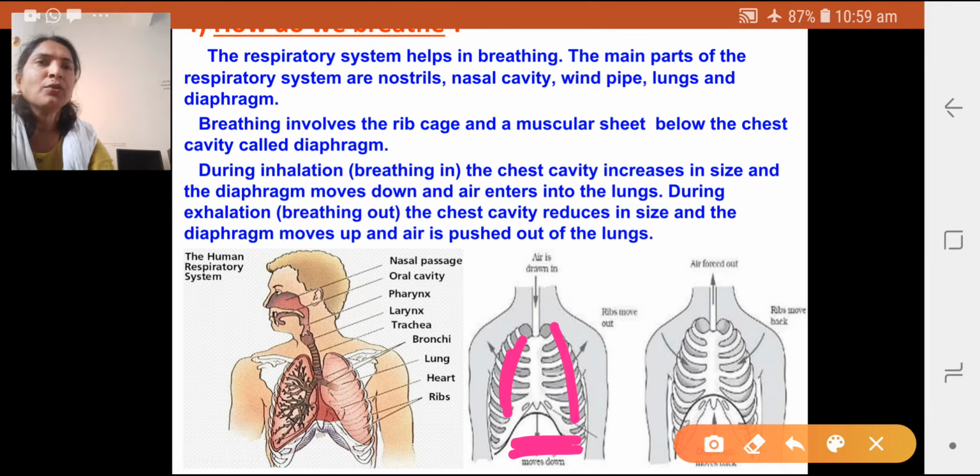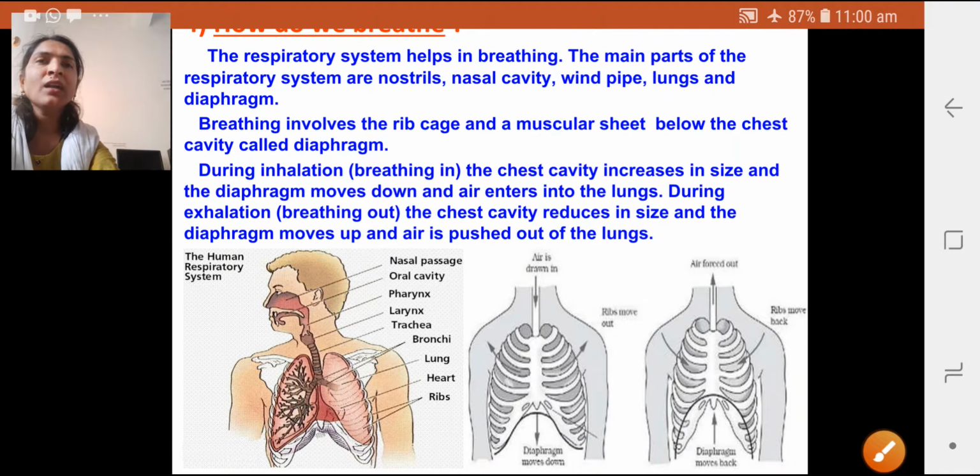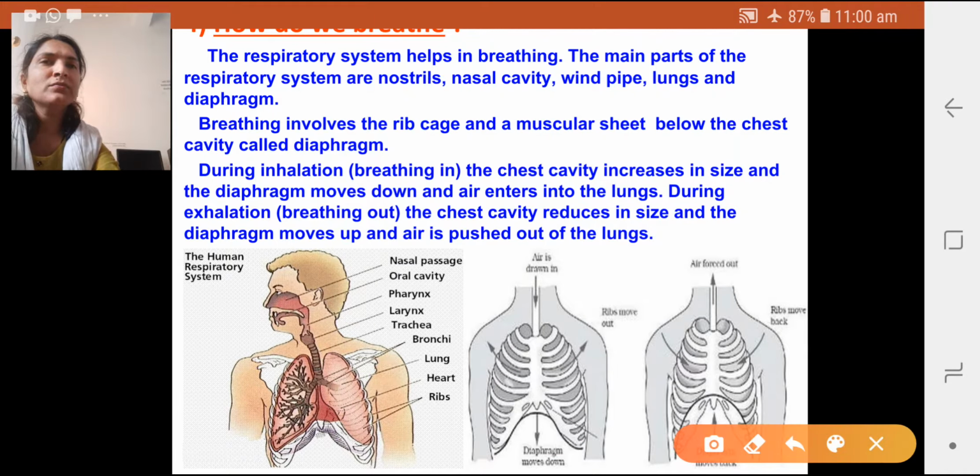During inhalation, what happens? Inhalation means breathing in, when we take air inside our body, and during inhalation the chest cavity increases in size. You can perform this activity at home also. When you take a long or deep breath, the chest cavity increases in size and the diaphragm moves down. Now see here, the diaphragm moves down and air enters into the lungs.